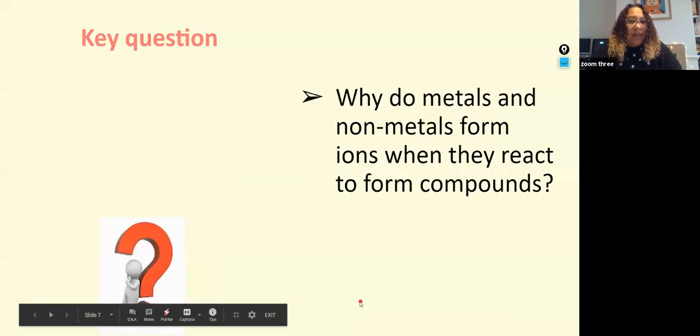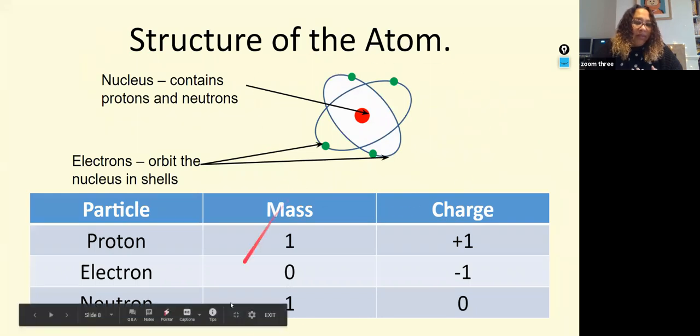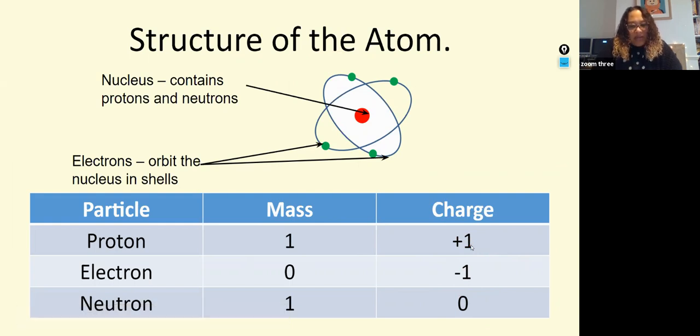So why do metals and non-metals form ions when they react to form compounds? Well, we'll go back to thinking about our structure of the atom. Remember, we've got these two things here that are what's important when we're talking about ionic bonding. We're talking about the positive charge of a proton and the negative charge of electrons. And I think now we can introduce this idea that if you put a positive and a negative together, they attract. So these opposite charges attract. And that's something to keep in the back of your mind that's really key.